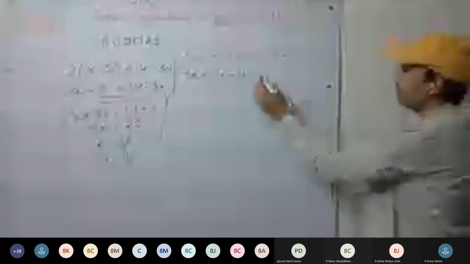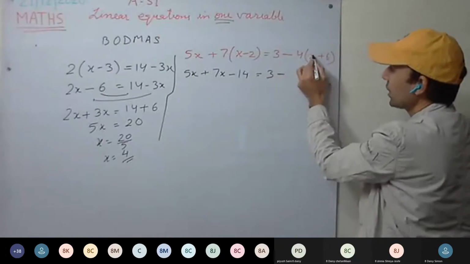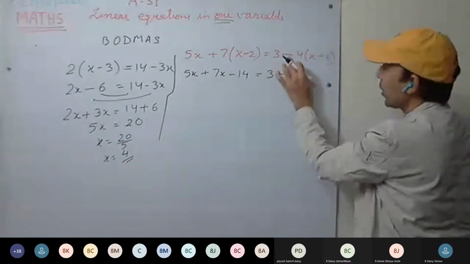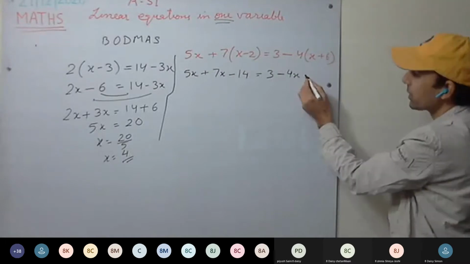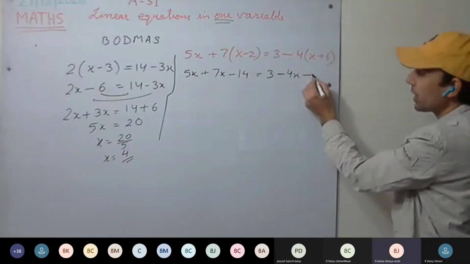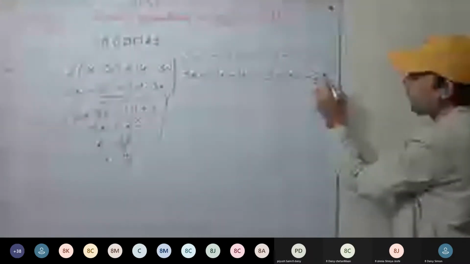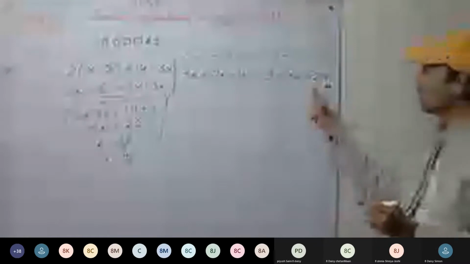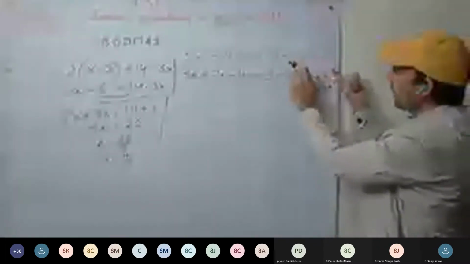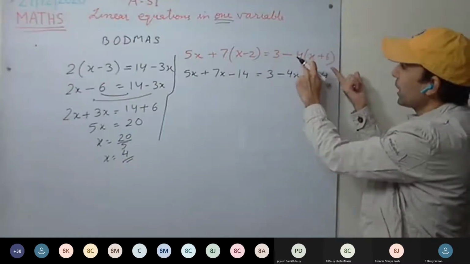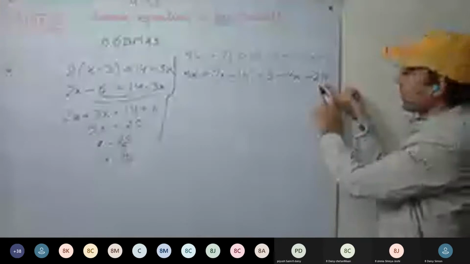Is that clear? Equal to 3 minus, see here, minus 4 into x, minus 4x. Now minus 4 into plus 6. So here will it be plus sign or minus sign? Minus. Minus 4 into 6, so minus 24. This you understood. Pay attention here. Here it is minus 4 into x. As you open the bracket, minus 4 into x is minus 4x, minus 4 into plus 6 is minus 24. This is clear?